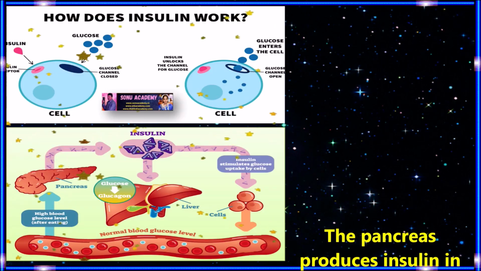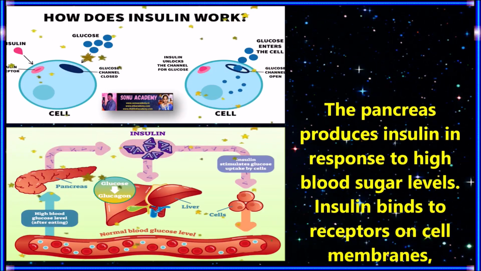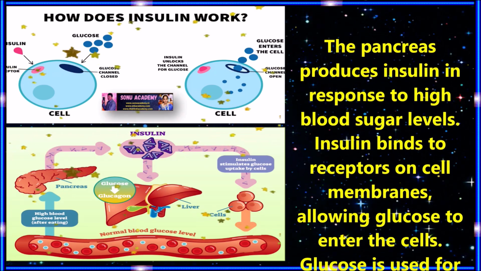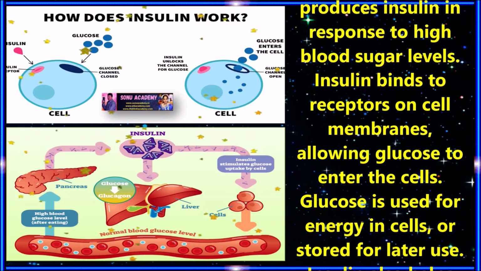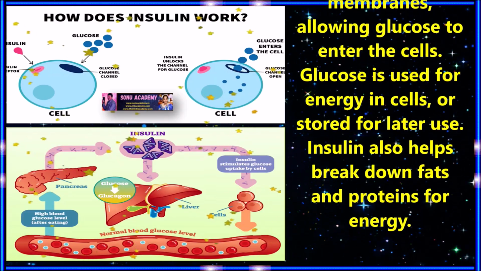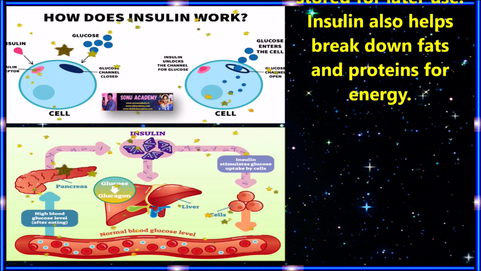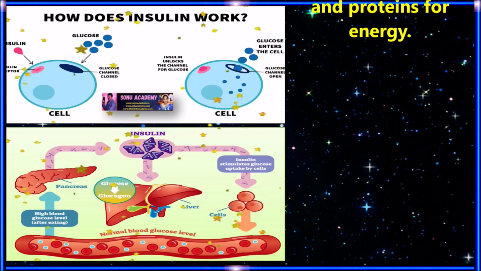Let's see how insulin works. The pancreas produces insulin in response to high blood sugar levels. Insulin binds to receptors on the cell membrane, allowing glucose to enter the cells. Glucose is used for energy in the cells or stored for later use. Insulin also helps to break down fats and proteins for energy.